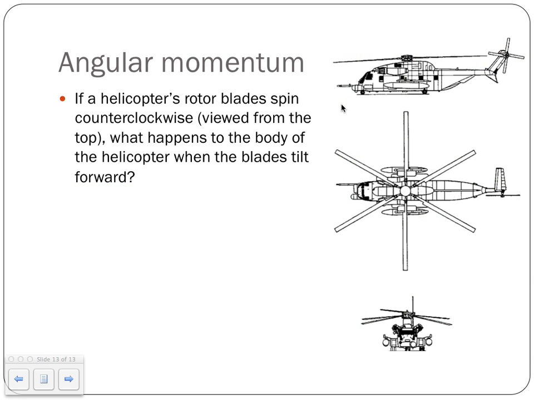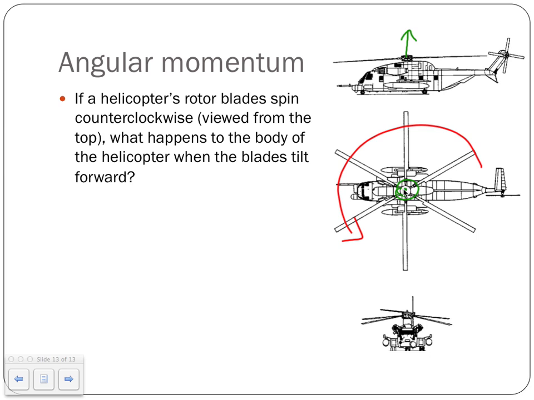So let's look at this where we not just change the magnitude, but we change direction. Same situation here, the helicopter's rotor blades are still spinning in a counterclockwise direction. But this time, what happens to the body of the helicopter when the blades tilt forward? Originally, since the blades are spinning counterclockwise from the top, we said that we're going to get an angular momentum that goes up, out towards us from the perspective of the middle helicopter. It goes up in the top helicopter right here.